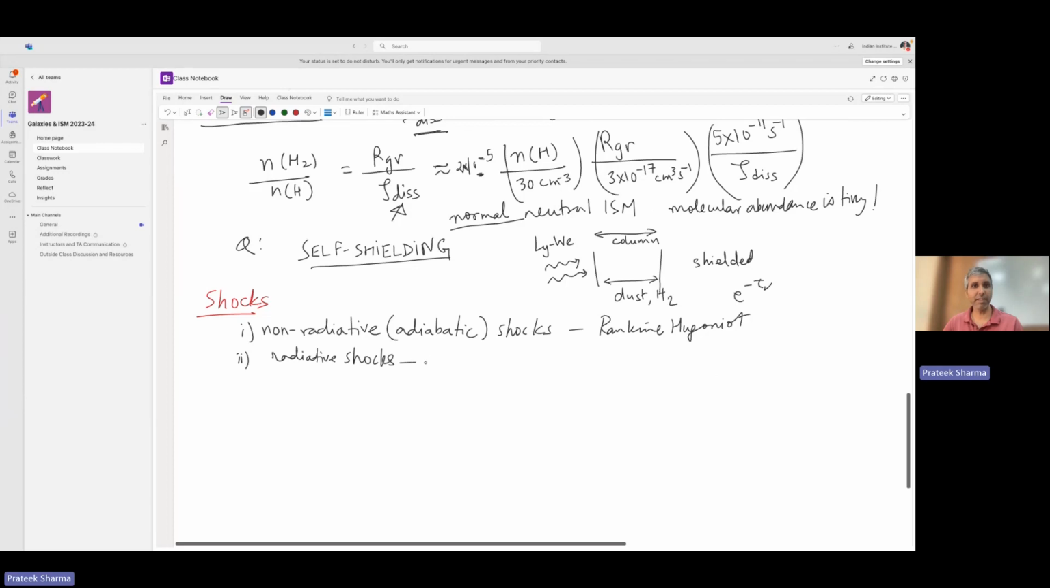These radiative shocks happen in high density conditions where cooling is important. Okay. And then very, very important are collision-less shocks. In fact, most of the shocks in the diffuse hot phase are collision-less. The shock transition doesn't happen because of collisions, but because of plasma instability, okay? And then there are ionization shocks.